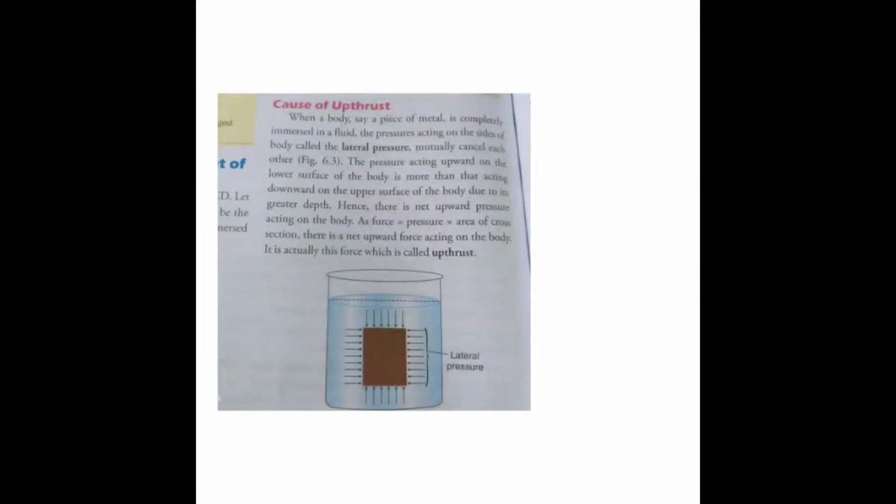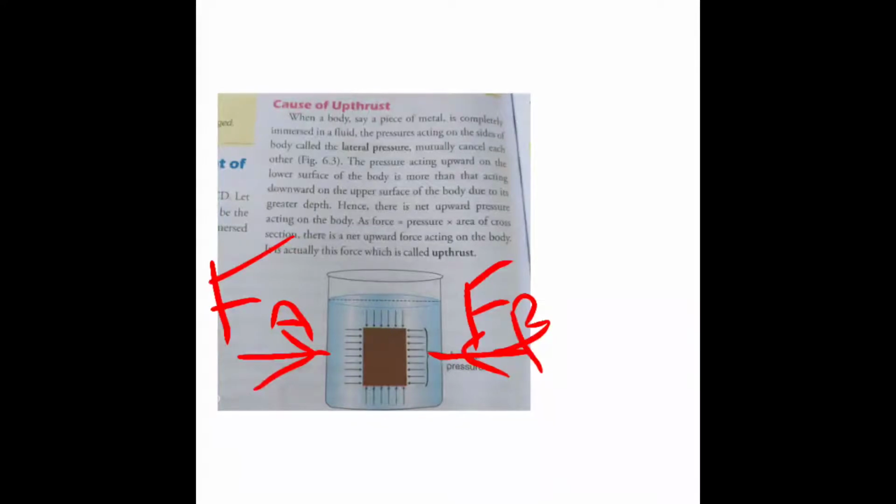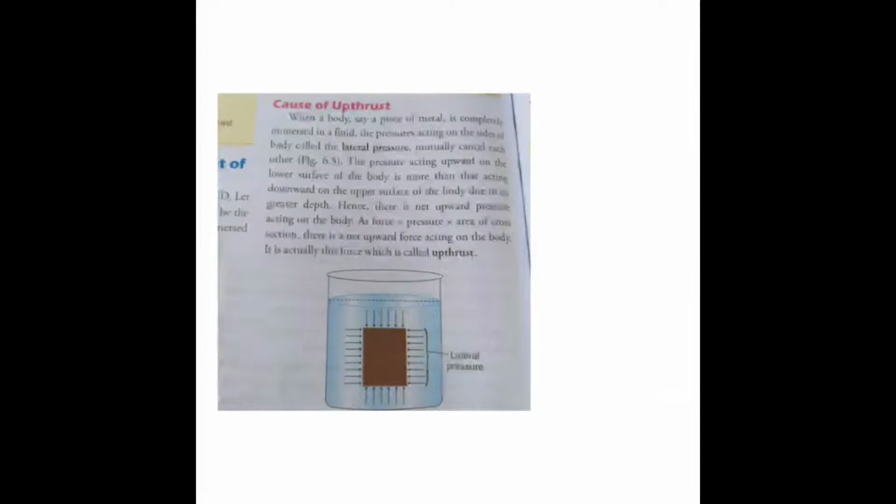So what are the causes of upthrust? You see, when an object is immersed in a liquid, it experiences a lateral pressure, that means pressure due to the walls of the container, right? Now lateral pressure cancels out each other. That means if I consider this is FA and this is FB, so FA equals FB, so they will cancel out each other. But you see, the pressure which is exerting on the lower and upper half is not balancing.